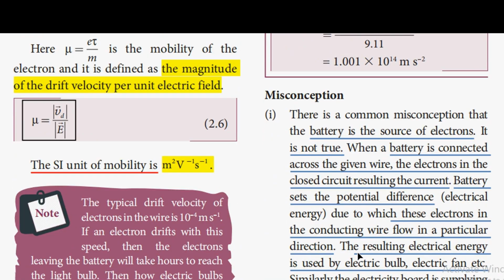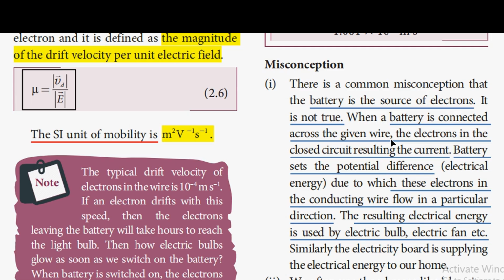Then we are going to study some misconceptions regarding this topic. There is a common misconception that the battery is the source of electrons, but it is not true. When a battery is connected across a given wire, the electrons in the closed circuit start flowing through the conductor, resulting in the flow of current.